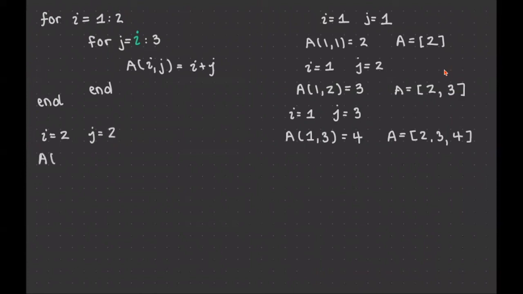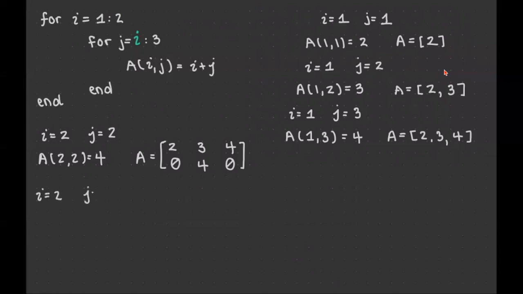So then we know A of 2, 2 is equal to 4. So then A is equal to, the first row is 2, 3, 4. And we know the 2, 2 position is 4. So that's here. And remember, missing entries get populated with zeros. So that's what it looks like. Then now I is equal to 2. We update J to be equal to 3. So then A of 2, 3 is equal to 5. And then A gets updated. So we have 2, 3, 4. Now the 2, 3 position is over here. This is 5. This was 4, and this stays 0.